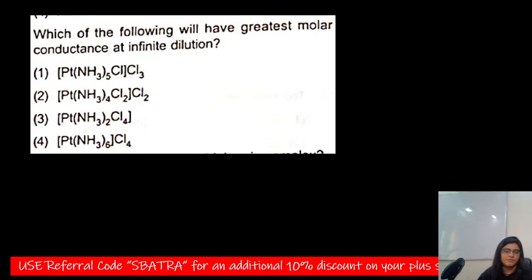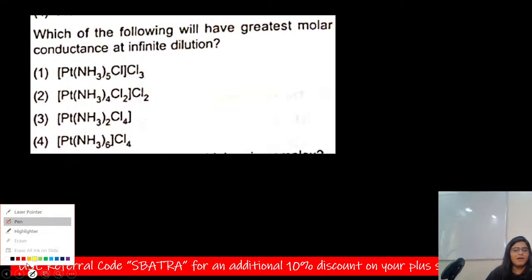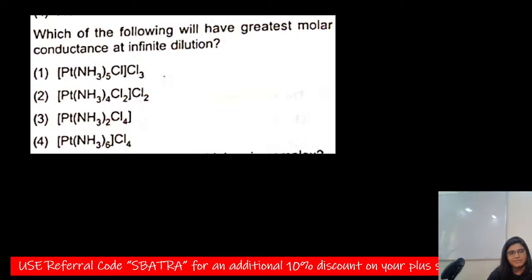Let's take the next question. Which of the following will have greatest molar conductance at infinite dilution? Let us just take this question to the next level. First one is this question only. Second, you need to calculate the n factor of all compounds. And the third part is you need to calculate the van 't Hoff factor for all compounds.